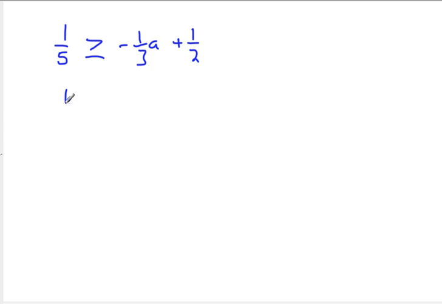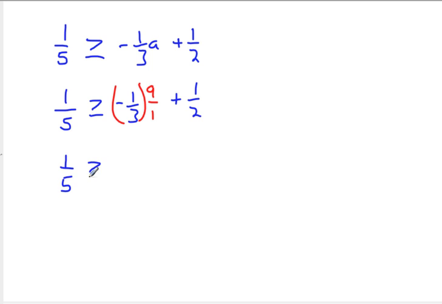One thing that you can think about here is -1/3 times a is the same as saying -1/3 times a/1. So if you get concerned about what to do in this case, just write it like 1/5 is greater than or equal to -a/3. So that might make it a lot easier for you.